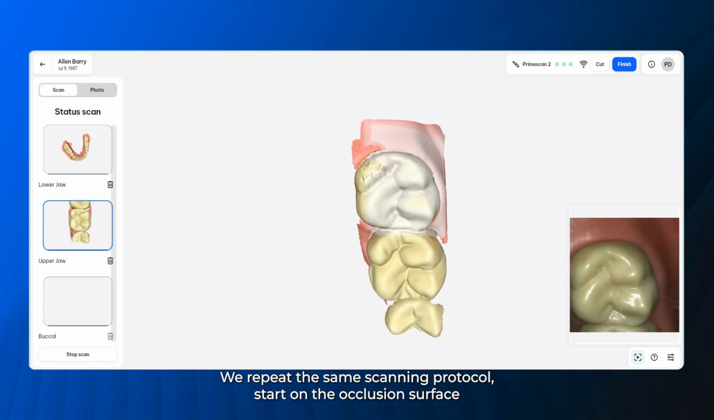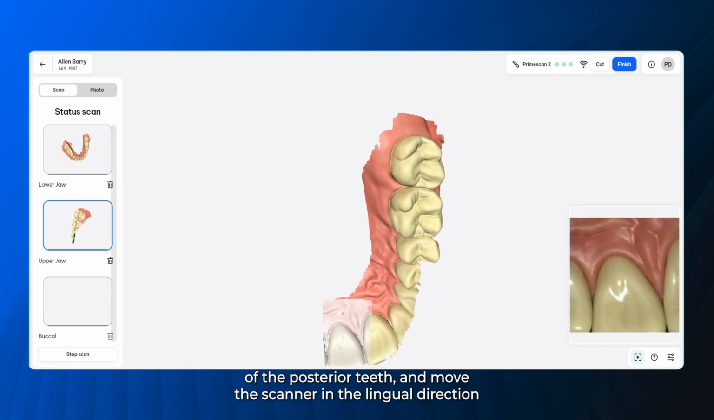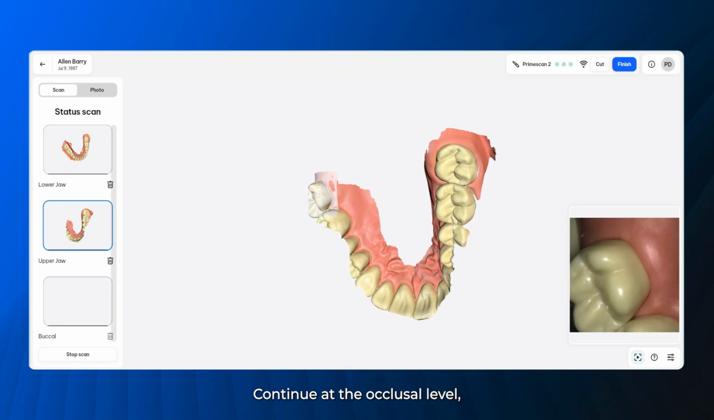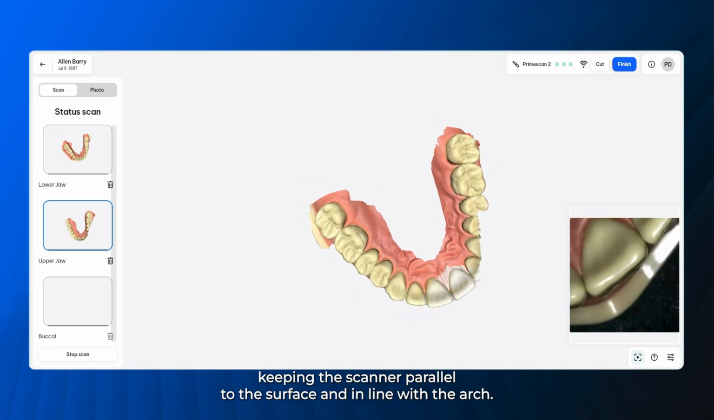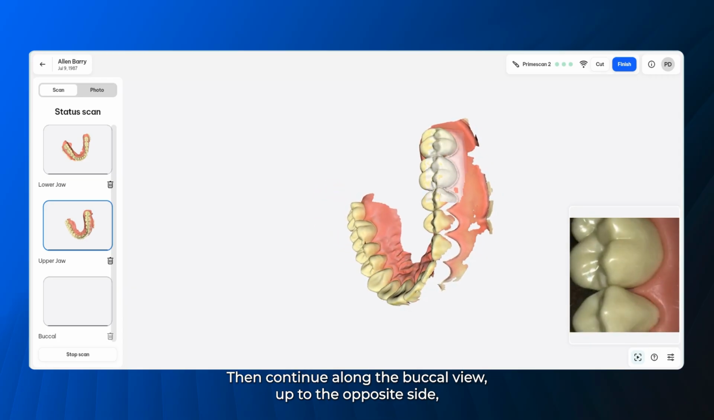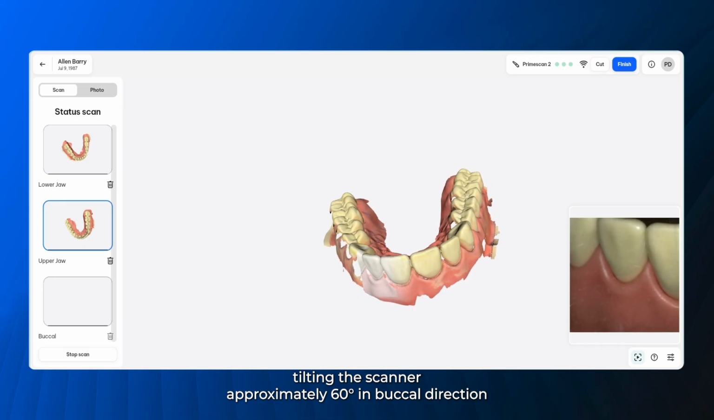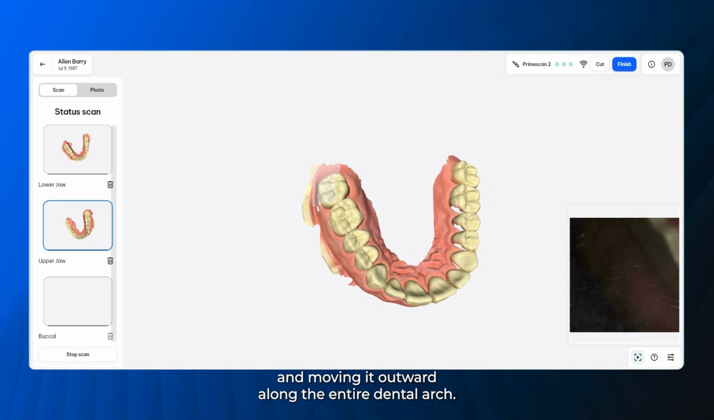Start with the occlusal surface of the posterior teeth and move the scanner in the lingual direction to the other side at an angle of approximately 30 degrees. Continue at the occlusal level, keeping the scanner parallel to the surface and in line with the arc. Then continue along the buccal view up to the opposite side, tilting the scanner approximately 60 degrees in the buccal direction and moving it outwards along the entire arc.